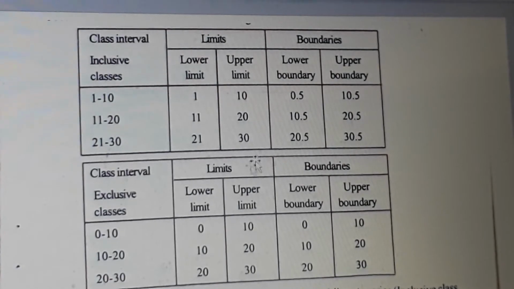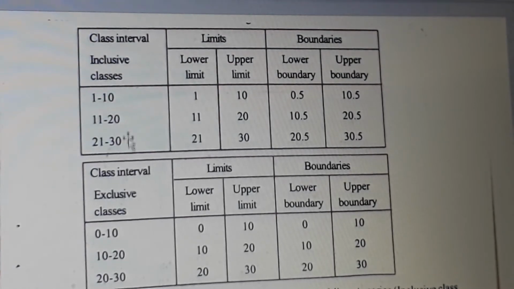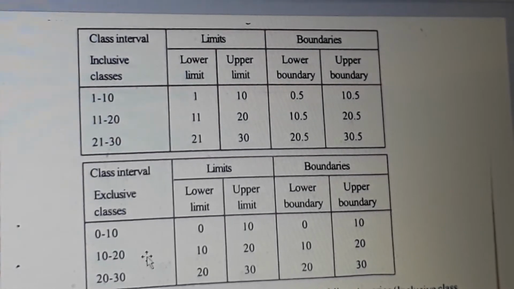Okay. Next table, you observe. Class interval, inclusive classes, exclusive classes. The difference is there. You observe: 1 to 10, or 0 to 10, 10 to 20, 20 to 30. Upper limit 10, lower limit 10. These two are equal. 0, 10.